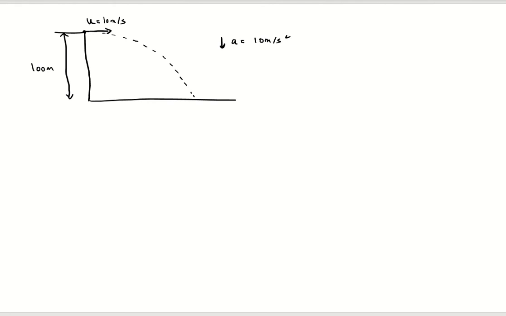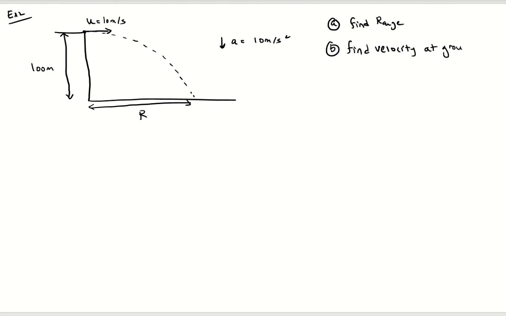And he's asking for, so this is example 2. He's asking for part A, find the range, so this range. B, find velocity at ground, so at the moment it hit the ground. So in this case, of course, I need to start with the toolbox. So this is the x direction. This is the y direction.